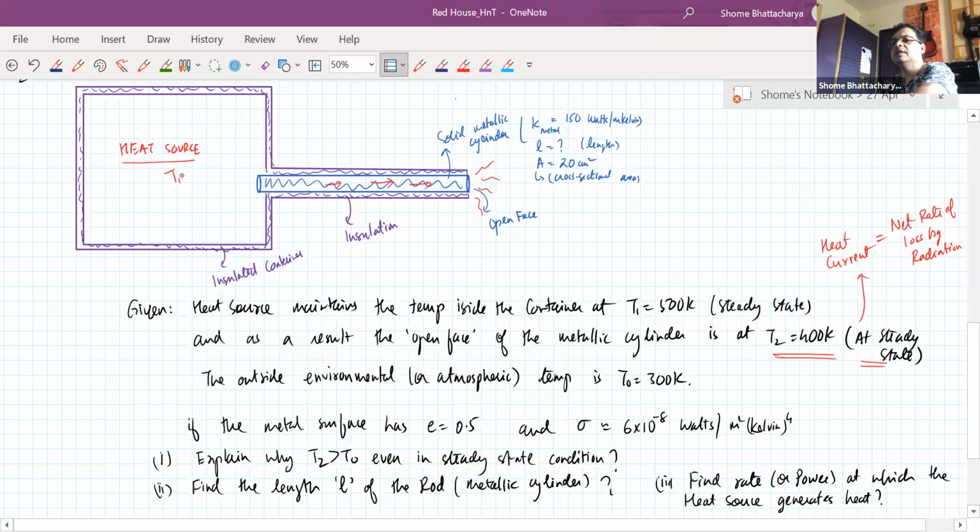The inside is being maintained at a constant temperature of 500 Kelvin. That is what the heat source is doing by generating heat. Whatever heat it generates is conducting through the rod, but it's continuously generating the same amount of heat as the rod is conducting. So as a result, the temperature of this face will remain constant at T1. The temperature of this face will remain constant at T2, equal to 400 Kelvin, while the outside environmental temperature is 300 Kelvin. Rest all the required data is given to you. So just try this out.